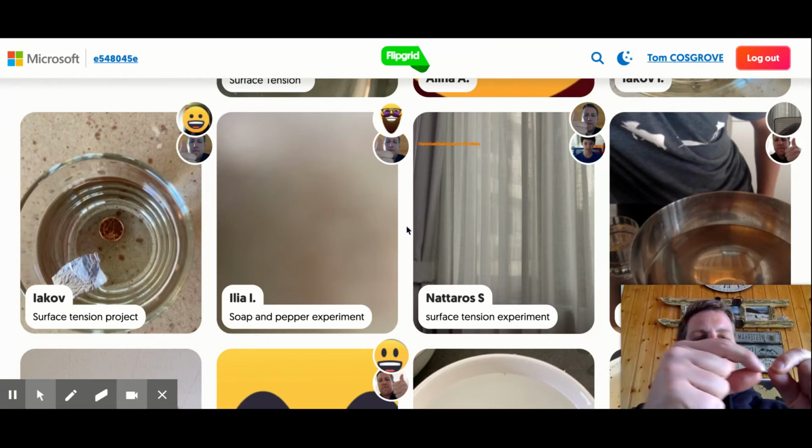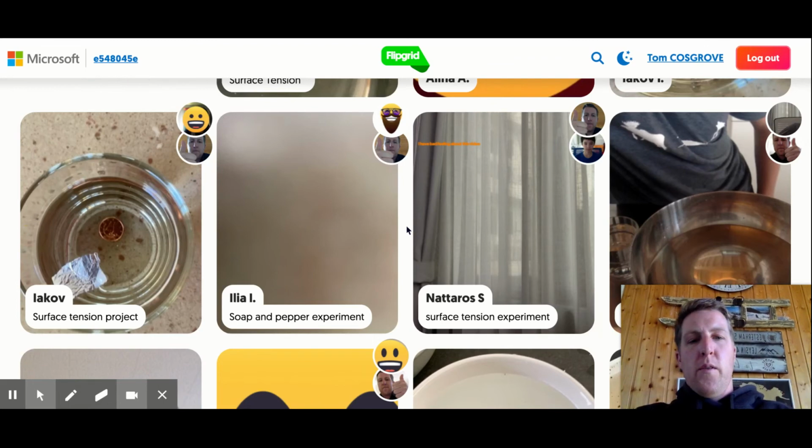The other one I forgot to mention you can do is get a sewing needle, and a sewing needle will float on top of water, which is pretty fascinating to see, similar to the paperclip.